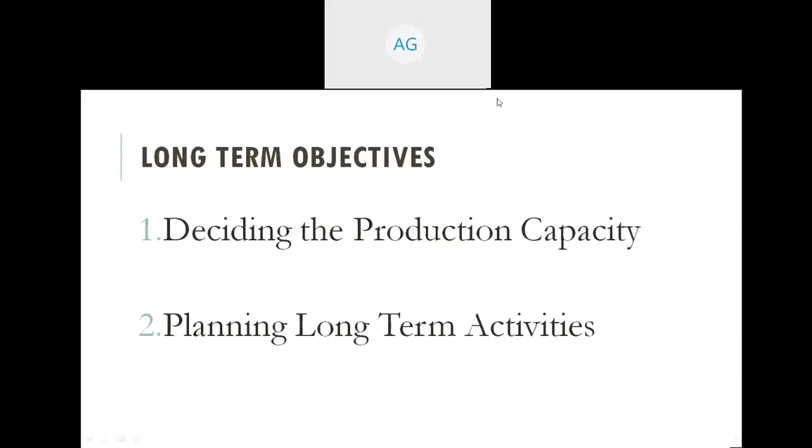Now come the long-term objectives. So here we have two long-term objectives. First is deciding the production capacity, and second is planning long-term activities. So these are the long-term objectives for an organization. So first, let us discuss these objectives in detail. So moving to the next slide.